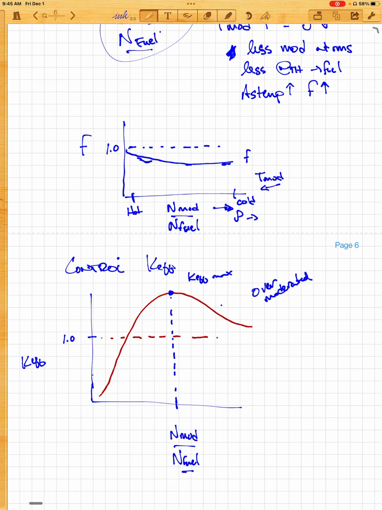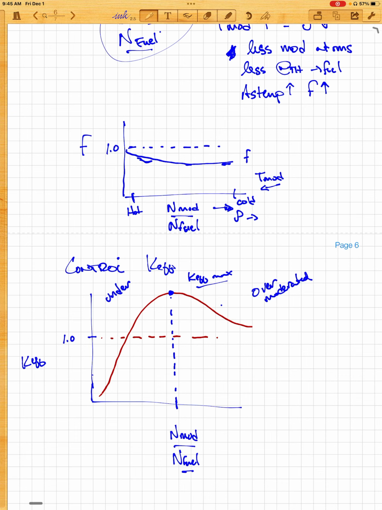Well, heck, man, how do they deal with that? If you load your fuel up and you put your moderator at a certain level, meaning you have a certain boron concentration, you have a certain temperature that leads you to be on the left side of the K effective max, you are under moderated. All right, so what does that mean?